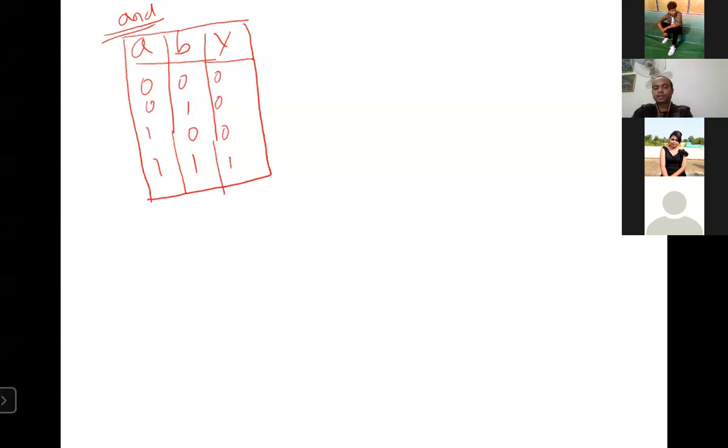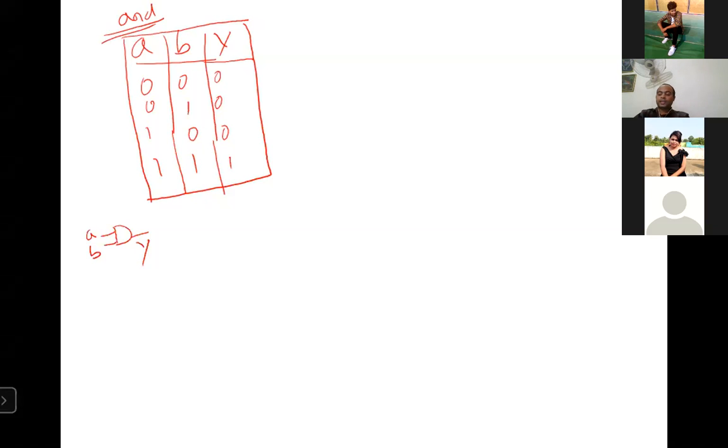So how will I implement this in a circuit? Basically, there is one AND gate. You must have looked at its symbol. So this is the symbol of the AND gate. That means if you give A, B as 0 0, then I will get 0. If I give 0 1, then I will get 0. If both are 1, then I will get a 1. So this much you know.